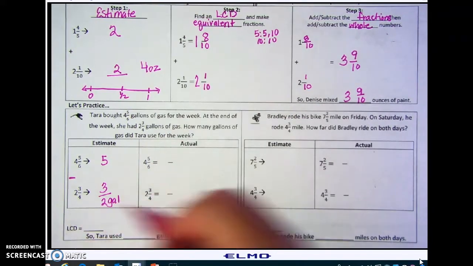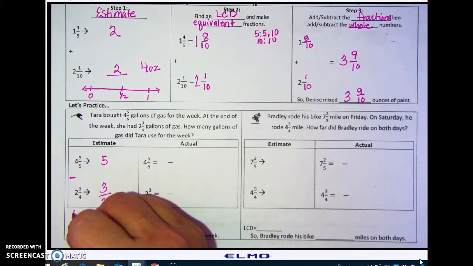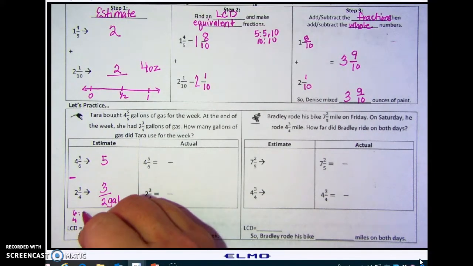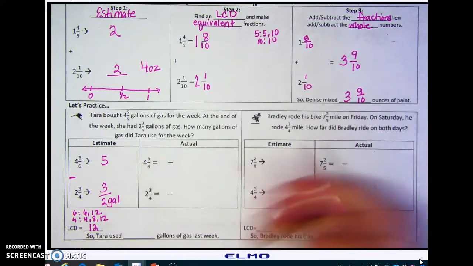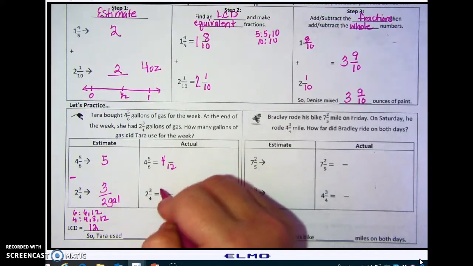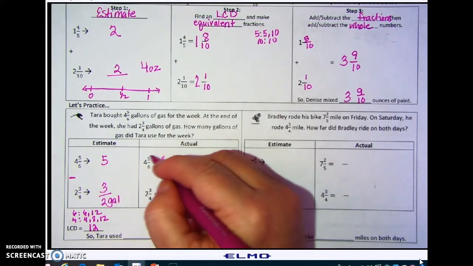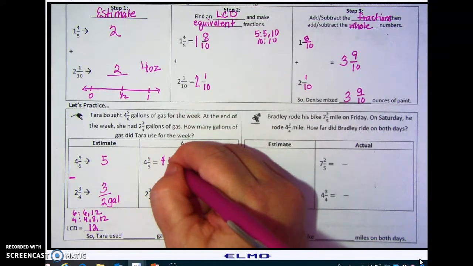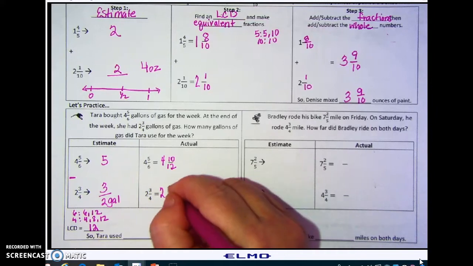Now what I need to do is find my lowest common denominator for 6 and 4. So I have 6, 12, and then I know 4, 8, 12. So my least common denominator is going to be 12. So I have 4 and something 12ths and 2 and something 12ths. And I know that 6 times 2 is 12, so 5 times 2 is going to be 10. And 4 times 3 is 12, so 3 times 3 is 9.